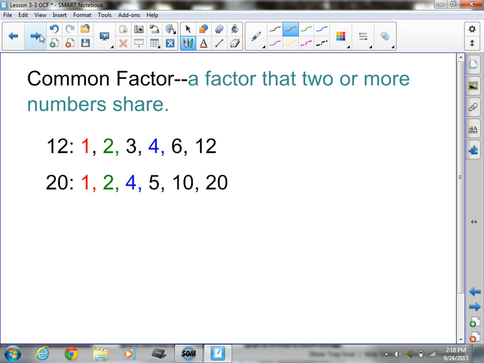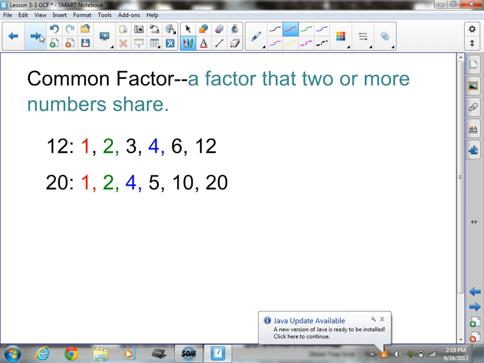A common factor is a factor that two or more numbers share. So the factors of 12, as we talked about in class, are 1, 2, 3, 4, 6, and 12. And the factors of 20 are 1, 2, 4, 5, 10, and 20. Now, we need to find the ones that are in common, ones that they have alike.